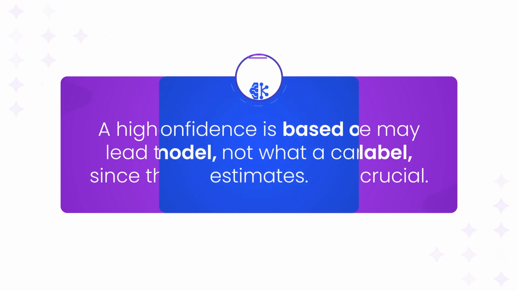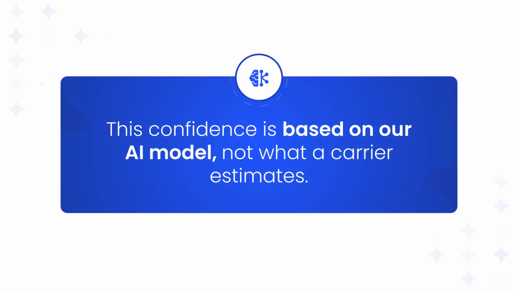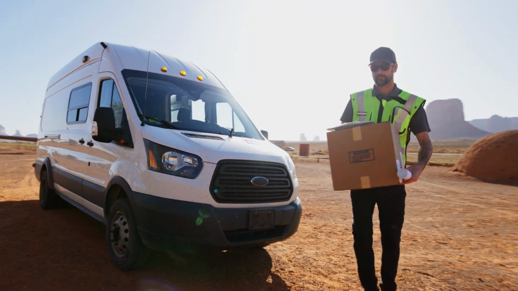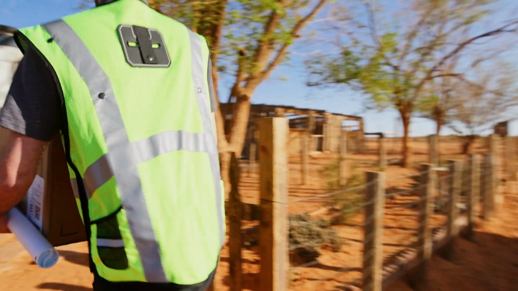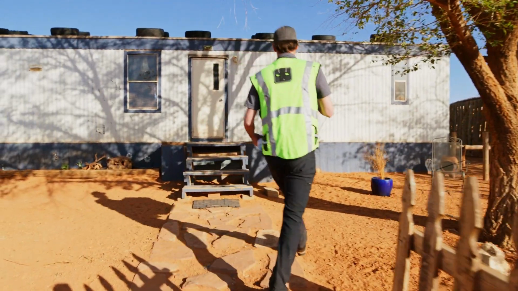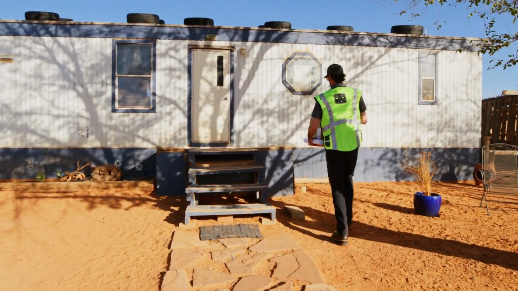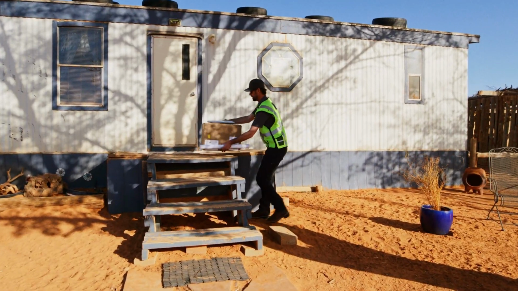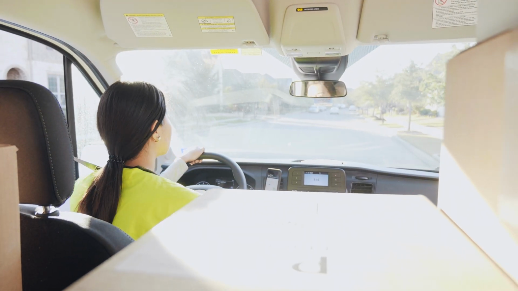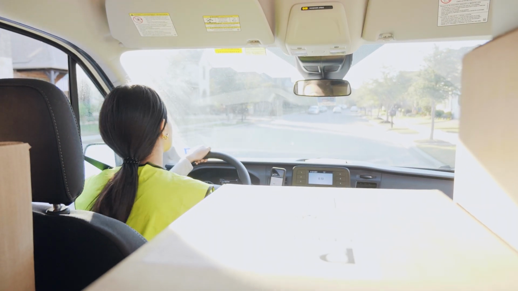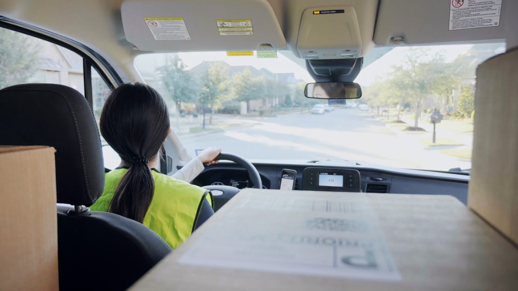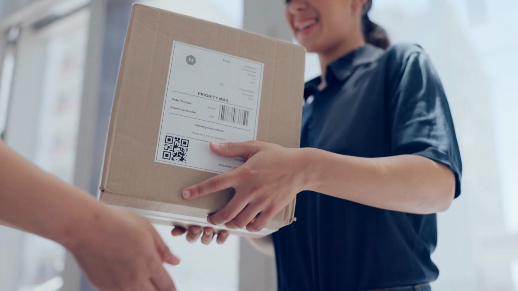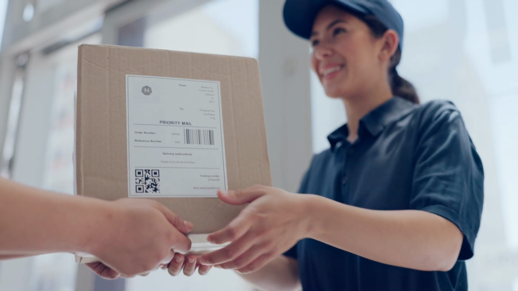This confidence is based on our AI model, not what a carrier estimates. There are some areas where carriers are notorious for having delivery issues, in particular remote locations, PO boxes, or residential blocks. Even if carriers guarantee delivery, things happen. Packages get lost, delayed, and damaged all the time. Carriers overestimate and underestimate. Why pay for an expensive overnight service for a same-city delivery when a cheaper service will get it there tomorrow?